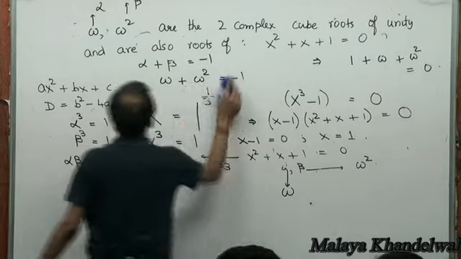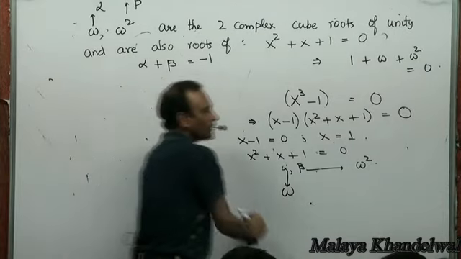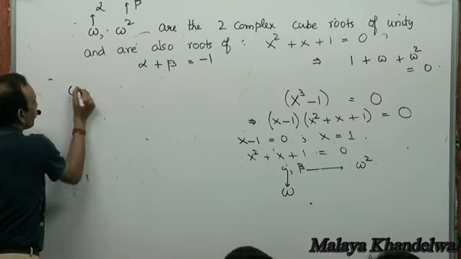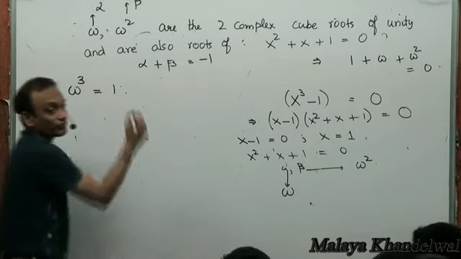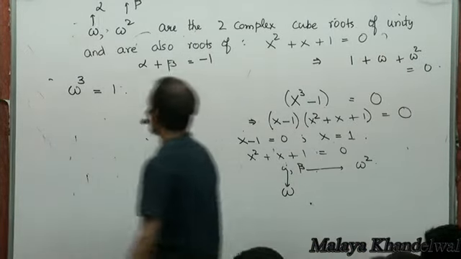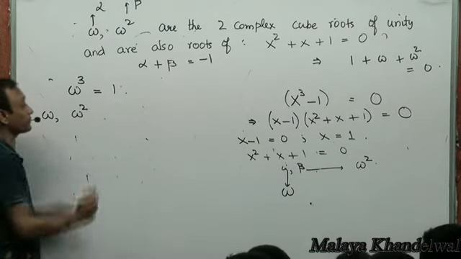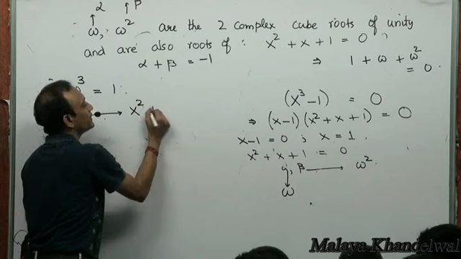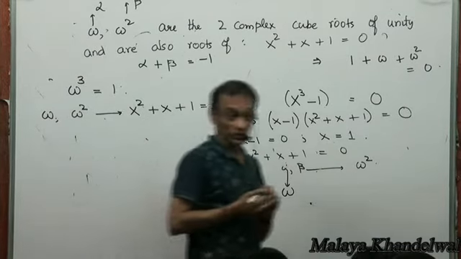Now, let me give you another interesting thing. Omega is a cube root of unity, so its cube must always be 1. If omega is a cube root of unity, its cube must also always be 1, right? Now, omega and omega squared, the two complex cube roots of unity, alpha and beta, also happen to be roots of this quadratic, x squared plus x plus 1 equal to 0, right?